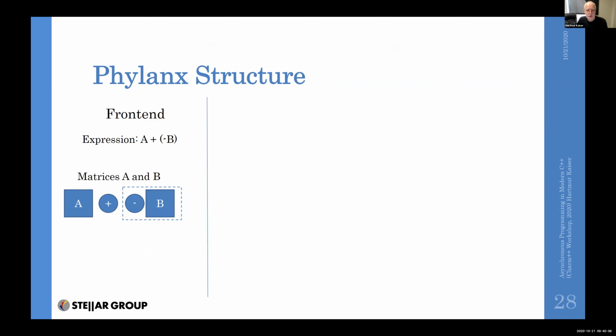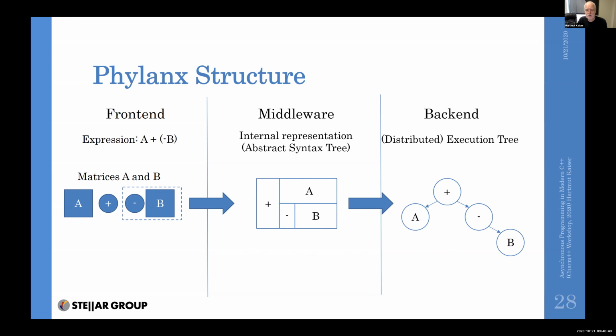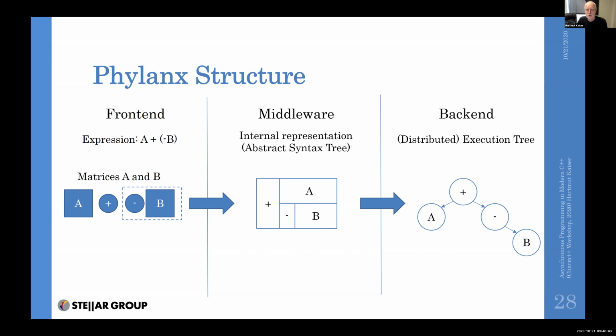Let me give you some schematic explanation of what we do there. Phylanx builds a system that consists of three parts: the front end, where you have a normal matrix expression, A and B in this case, and a middleware part that uses an internal representation like an abstract syntax tree or MLIR to walk the tree, to optimize it, to do additional things to transform these internal representations. And from that, we create a distributed execution tree that is evaluated using HPX.